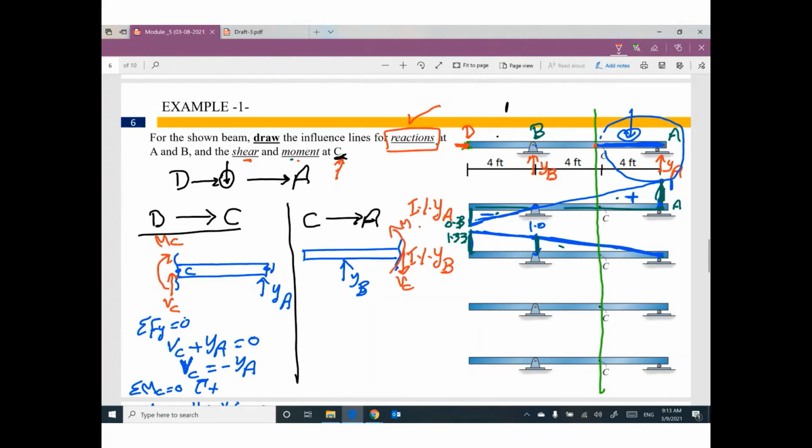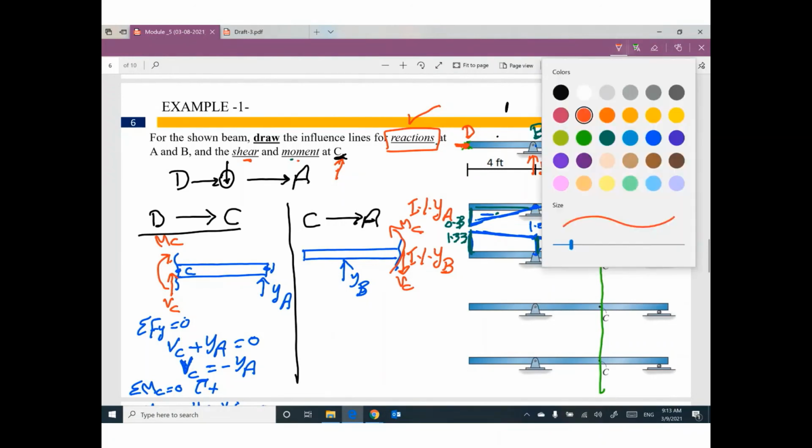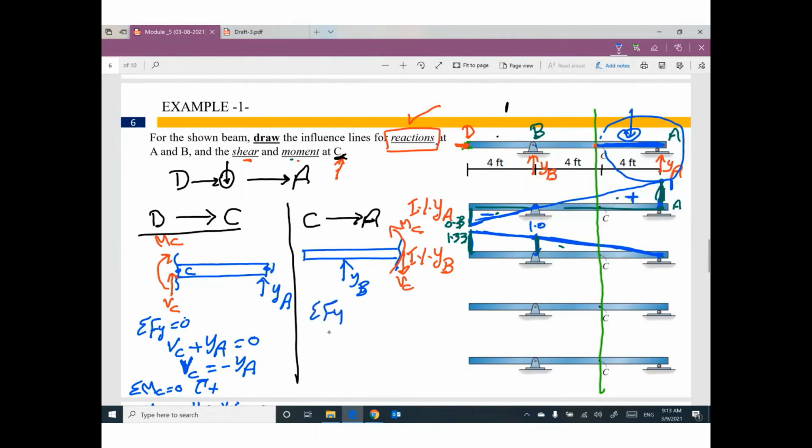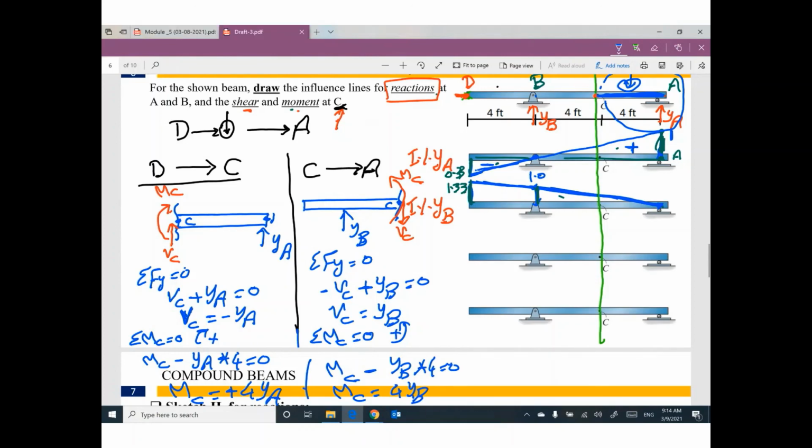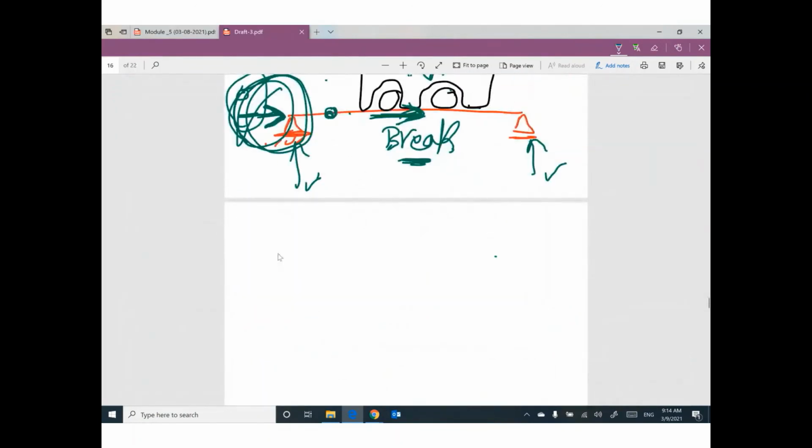VC, MC. If you apply summation Fy equals 0, so negative VC plus YB equals 0, so VC equals YB. If you take moment at C, assume this direction is positive, so we have MC minus YB times 4, so the value MC equals 4 YB. One of you will ask me, hey, how can I assume the direction at this cut? How can I assume the shear?